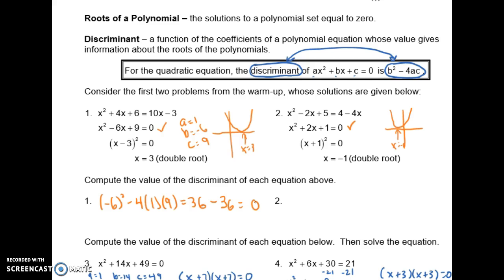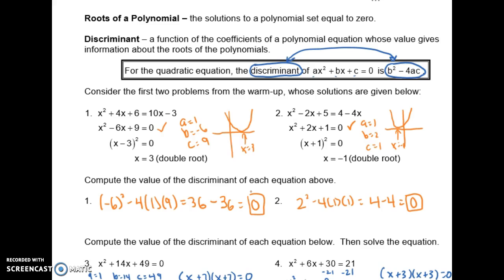Same thing on number 2. I can pick out my a, b, and c values. So a is 1, b is 2, c is 1. 2 squared minus 4 times 1 gives me 4 minus 4, which also equals 0.